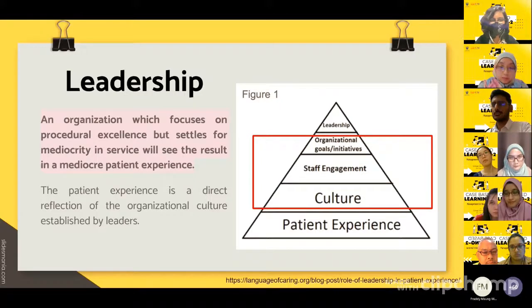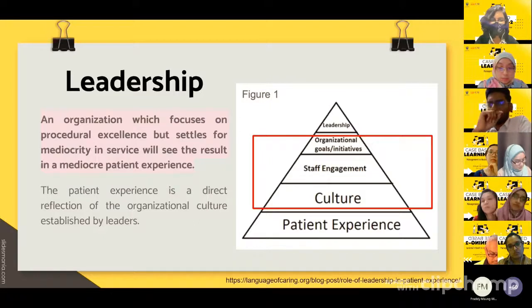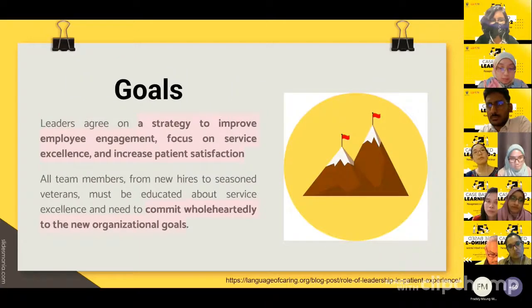And I know the organization which focuses on procedural excellence only but settles for mediocrity in service will see a result in mediocre patient experience. And as demonstrated by figure 1 over here, in between leadership and patient experience, you can see the goals, staff engagement, and culture. Hence, I must make a decision with patient safety and experience in mind. And so we move to goals.